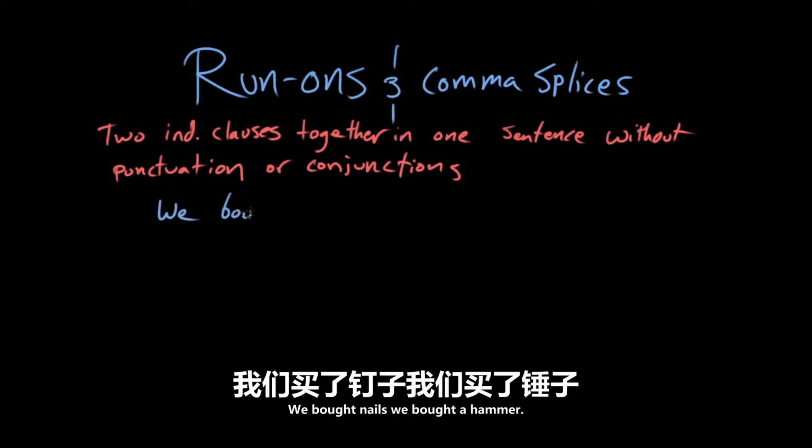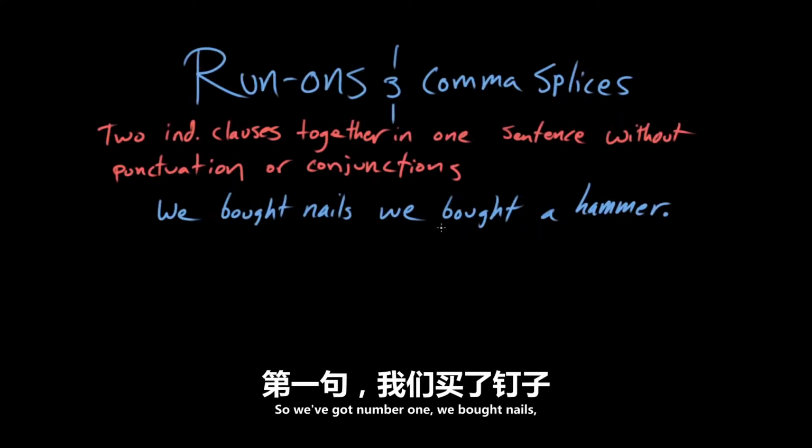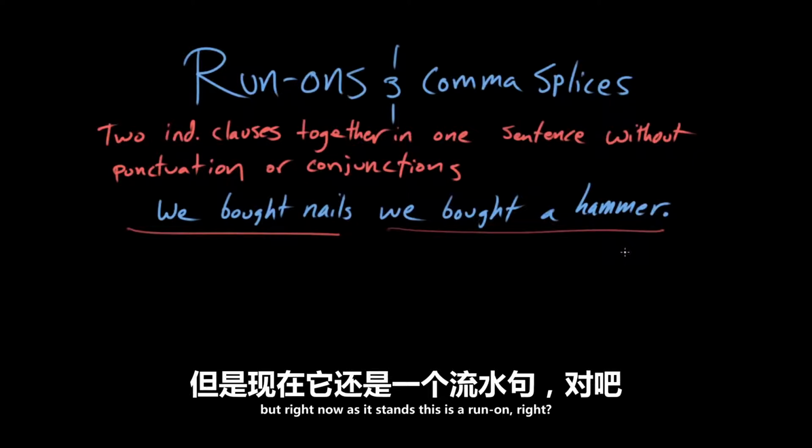We bought nails, we bought a hammer. Yeah, so we can see that this sentence contains two individual independent clauses. So we've got number one, we bought nails. Number two, we bought a hammer. Now, there are a couple of different ways we could make this a legal sentence, but right now, as it stands, this is a run-on, right?